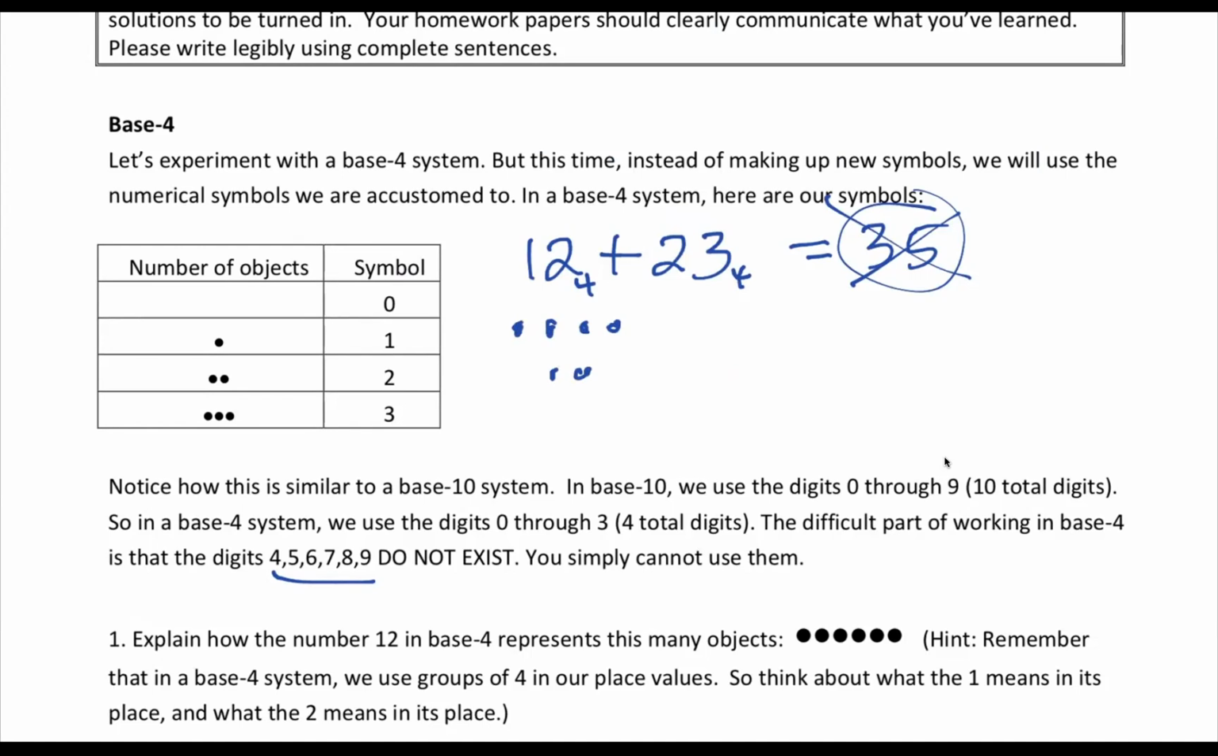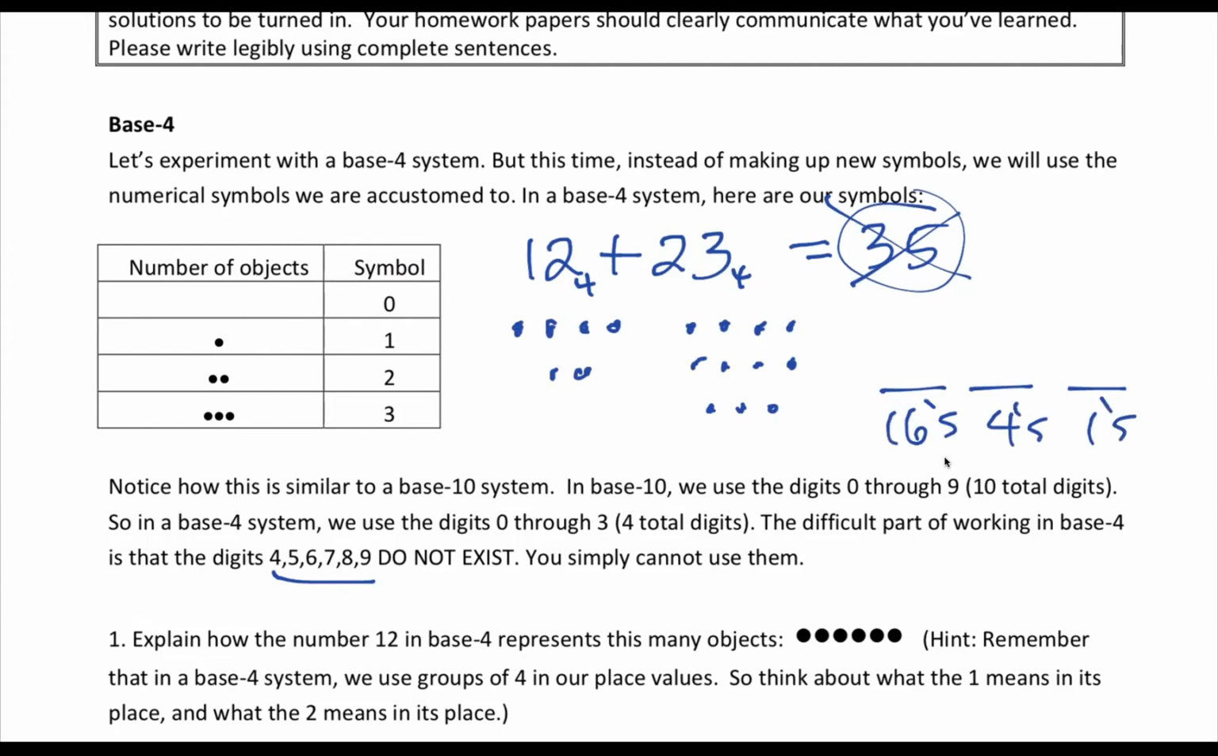How about the 2, 3? 2 groups of 4 and 3 left over. Okay, so that's the total number of objects I have. Now I want to group them in my place value system of 16s, 4s, and 1s correctly, right? And I start with the biggest one.